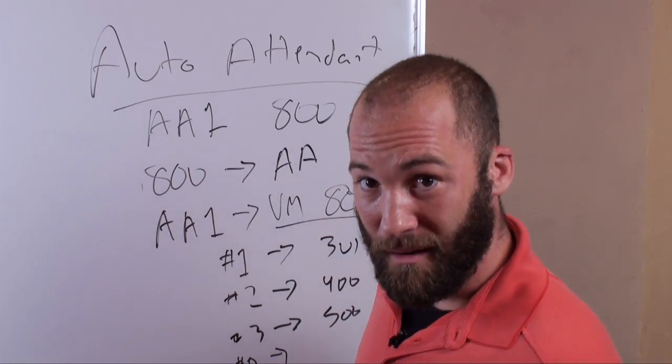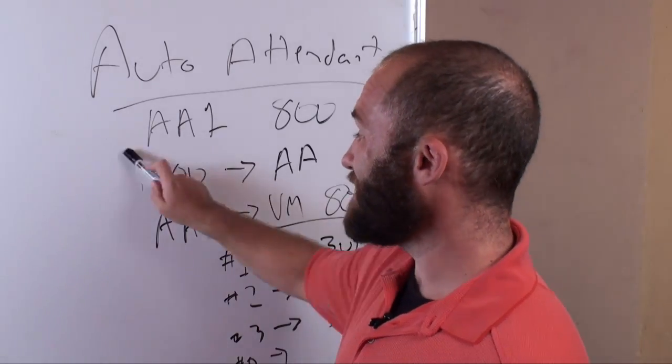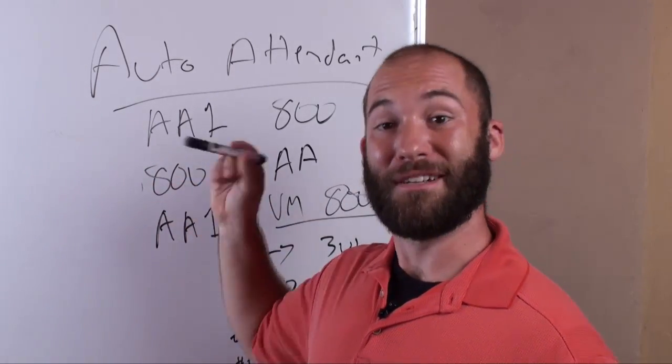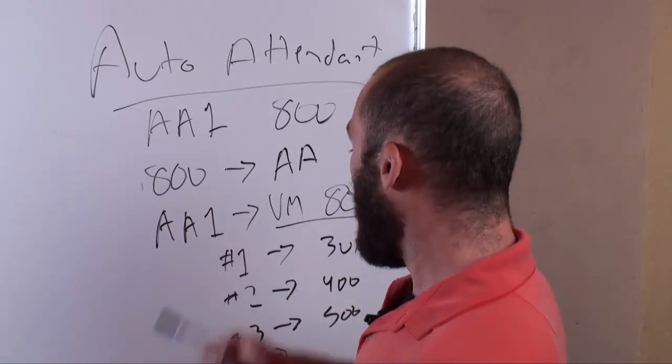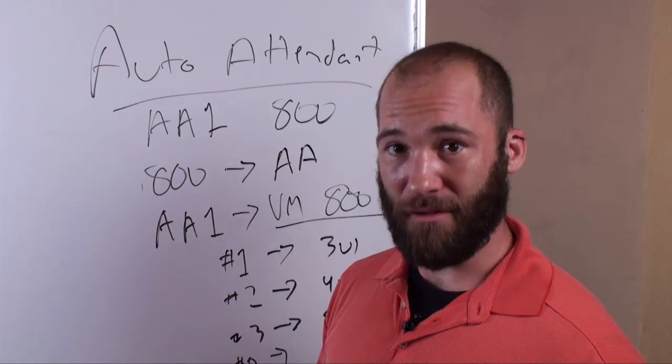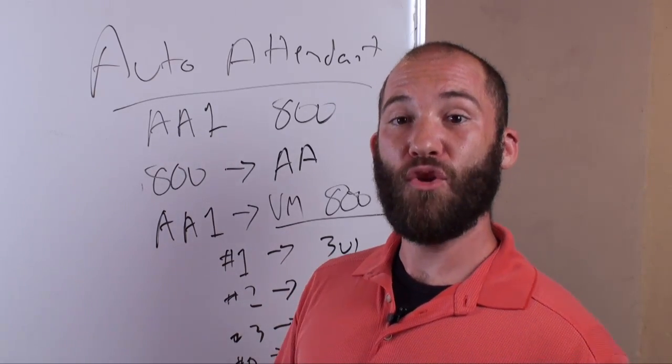If they press 0, what extension do they go to? Like I say, they can go to an operator, or you can send them back to extension 800, which is the auto attendant, which would make the auto attendant simply replay again. And then the timeout. If they wait 10 or 20 seconds and then they don't do anything, what do you want to have happen?